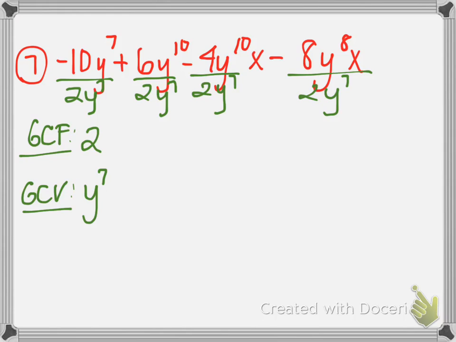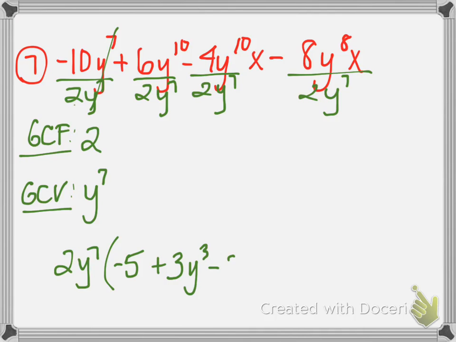So we divide out. I'm going to take my 2y to the 7th, put that out front, and now we divide. Negative 10 divided by 2 is negative 5. Y to the 7th over y to the 7th cancels, leaving me with no y's in my first term inside the parentheses. Plus, 6 divided by 2 is 3. Y to the 10th over y to the 7th, subtract, gives me y to the 3rd.